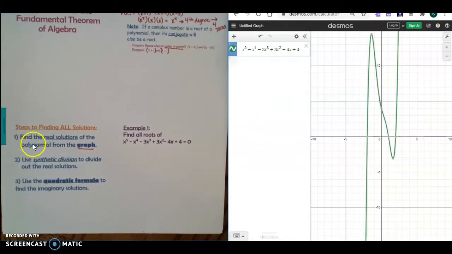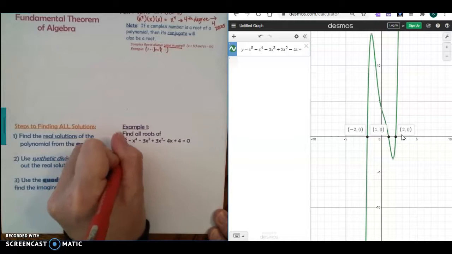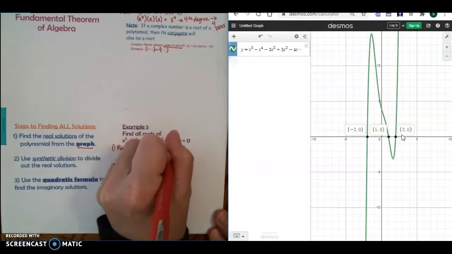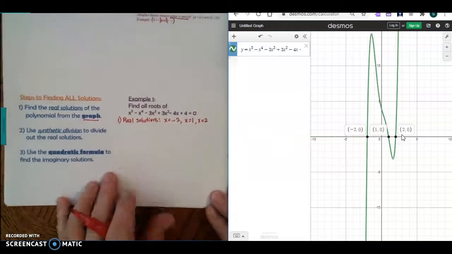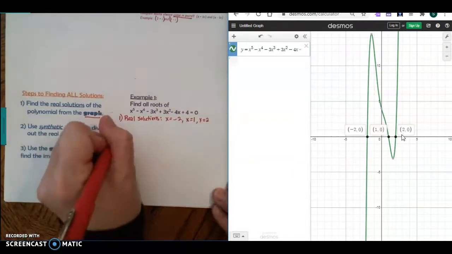So if you want to go back to step 1, it says find the real solutions. So the real solutions are where it crosses the x-axis. So I'm just going to click on all 3 real solutions. So I can see it has a real solution at x equals negative 2, at x equals 1, and at x equals 2. So let's just do it in steps. So we have x equals negative 2, x equals 1, and x equals 2. So that's step 1.